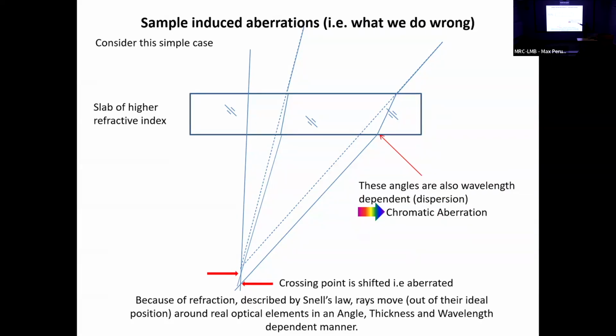And then on top of that, we're going to get chromatic aberrations as well. So different colors will move differently. You can compensate for a lot of this in the design of the lens, but it does mean you have to use the lens as it was designed.